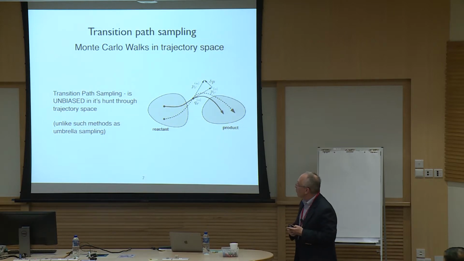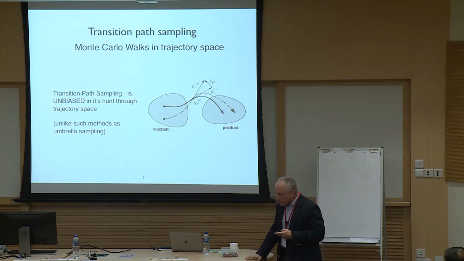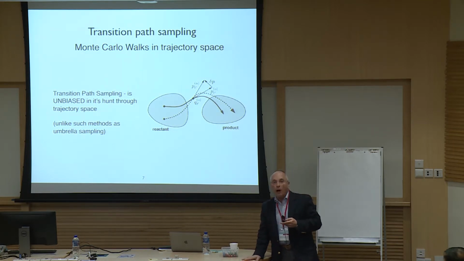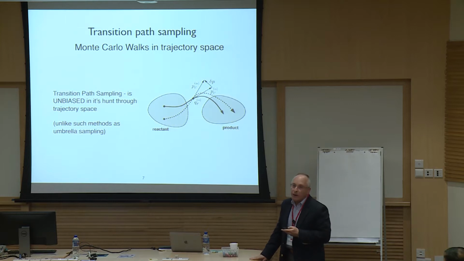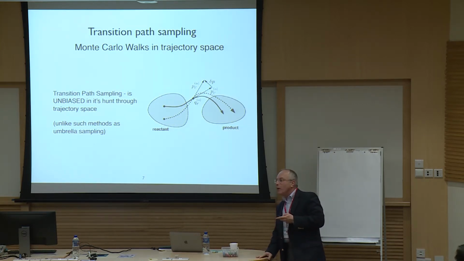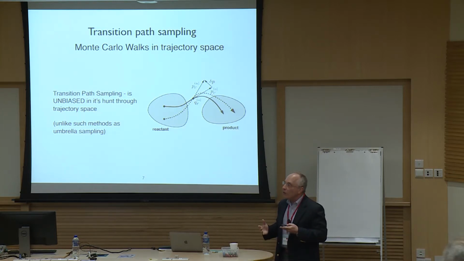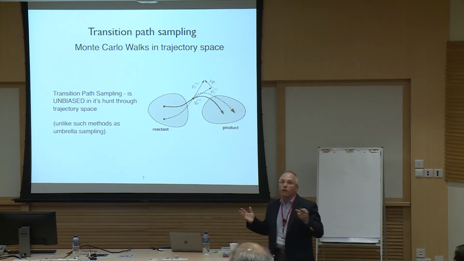So we use a method called transition path sampling. Its origins are actually very, very old. It was repopularized by David Chandler, who we also lost in the last year or so. So the idea behind transition path sampling is it's a Monte Carlo walk in trajectory space rather than the more common Monte Carlo walks that everyone is familiar with in, say, configuration space.